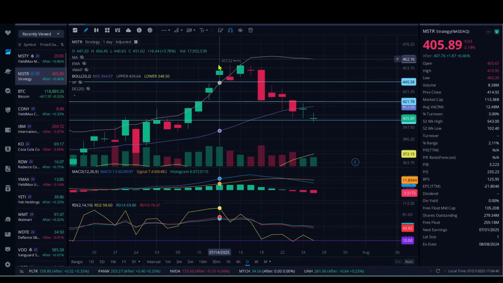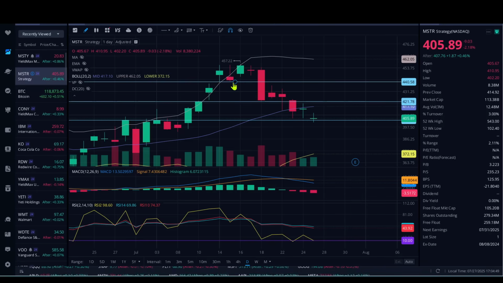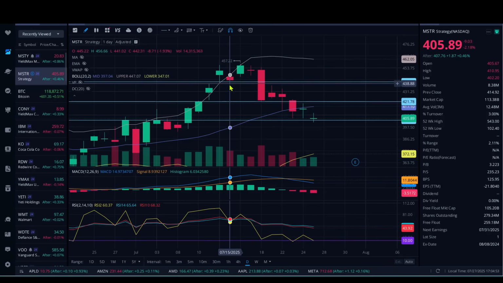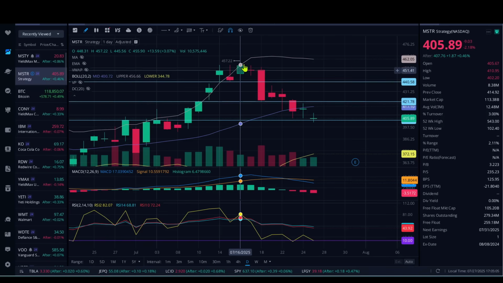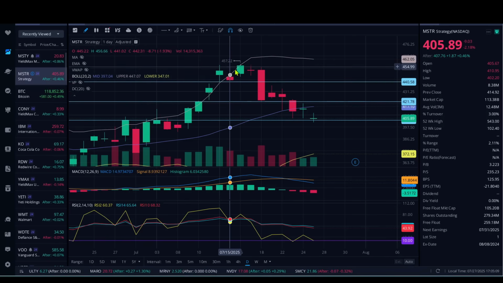Where we did come down, we did test it, right? It touched it, so we can now switch this from a resistance to a support. And then right here, it looks like it touched it again, so that cannot be considered a confirmation candle, and also the fact that it was red. Now this candle here is green. It is above it. So this one here could be considered your confirmation candle.